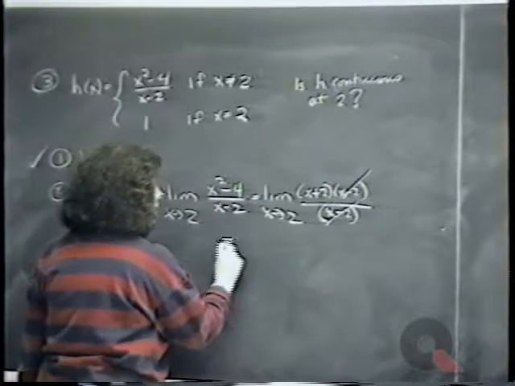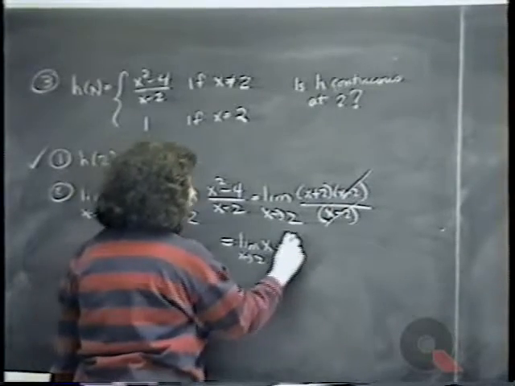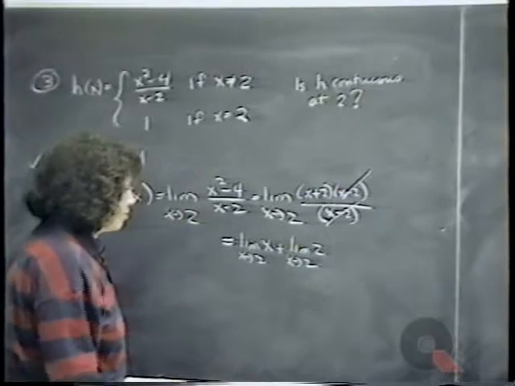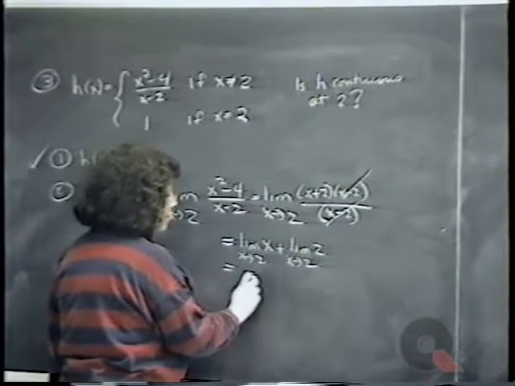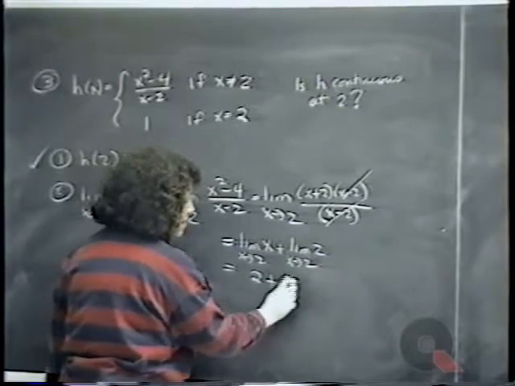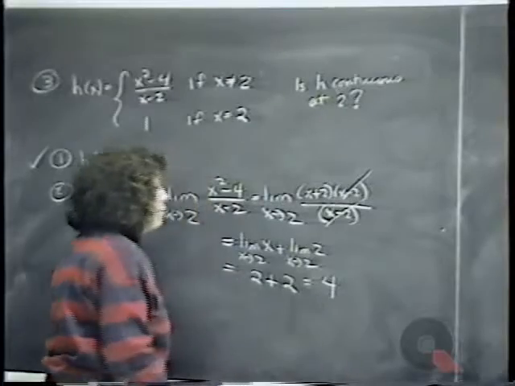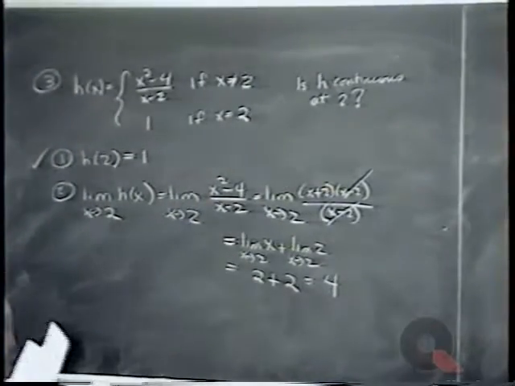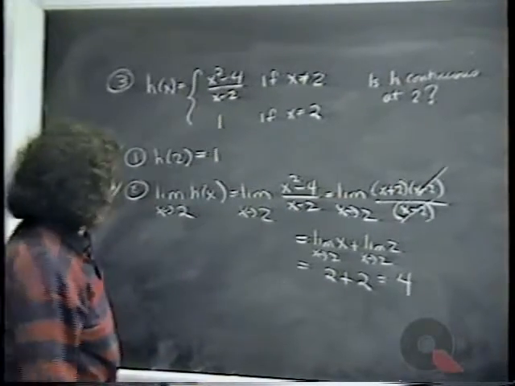Now, this would be the limit of x as x approaches 2 plus the limit of 2 as x approaches 2. From our limit theorems, we know the limit of x as x approaches 2 is 2. The limit of a constant is just that constant. 2 plus 2 is 4. So yes, the limit of h of x as x approaches 2 does exist, and in fact, it's equal to 4. Condition 2 is okay.